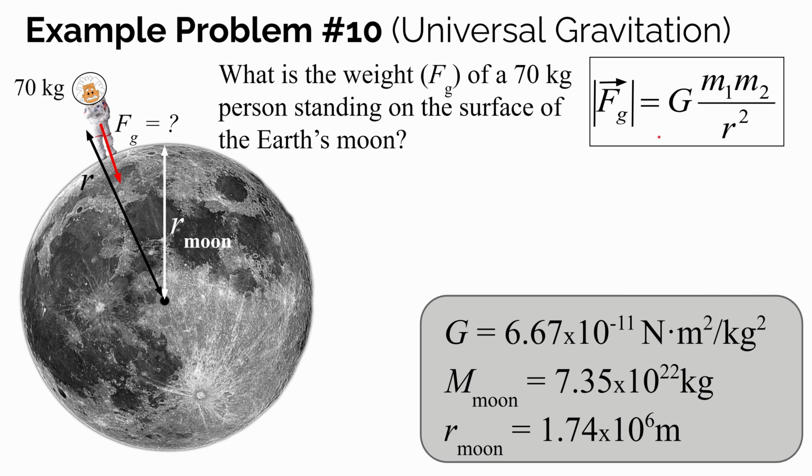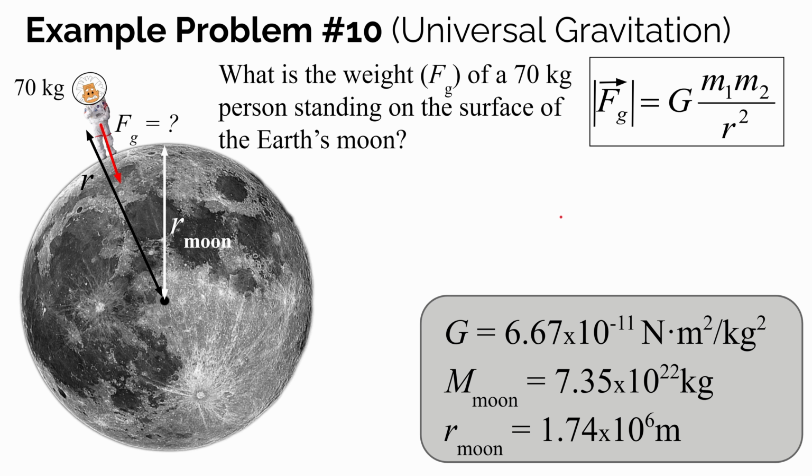Here's an example of how we could use Newton's law of universal gravitation to figure out the weight of somebody on the moon. So let's say we have a 70-kilogram person standing on the surface of the moon, and the question is, how heavy are they? What is their weight? Well, weight is the size of the gravitational attraction that the moon has on this astronaut. So we can use Newton's law of universal gravitation. It works for any two masses at any distance.